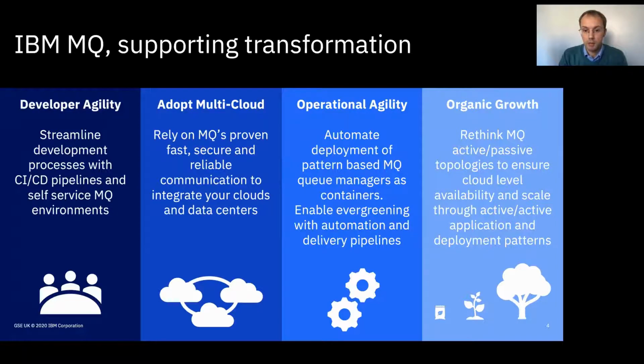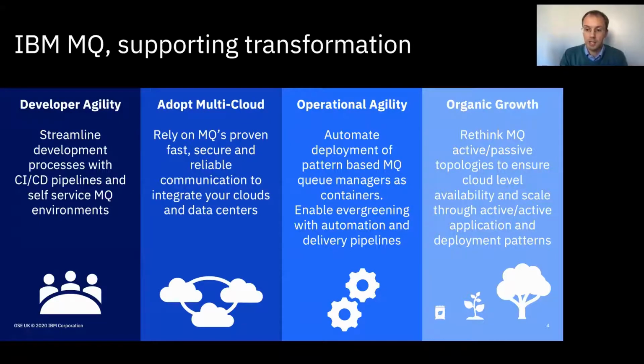In terms of operational agility, MQ queue managers are well suited for running in containers, which are increasingly popular for operational deployments. They allow you to build a pattern of deployment that you can repeatedly deploy one after the other for scale, to spin environments up and down based on need. And then finally, for organic growth, in terms of adding scale and availability, MQ has numerous capabilities that underpin these features that you can exploit.